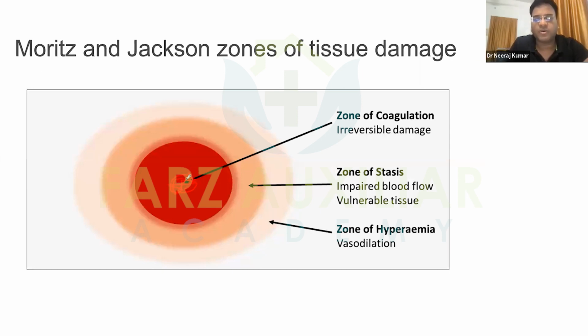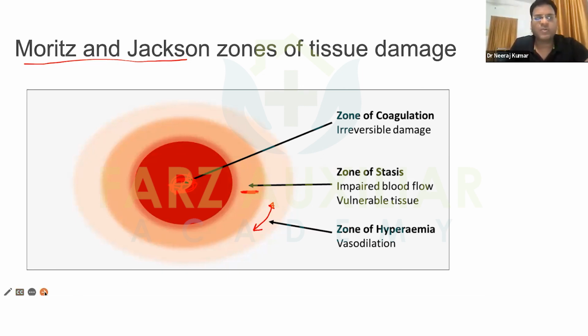Here the coagulation of the protein and destruction of the tissues will be there. The zone of stasis has only impaired blood flow to the vulnerable tissues, and it is salvageable. In the outer zone, because of the peripheral mediators, vasodilation will be there, and because of that, tissue repair is possible. So these are the three, and it is known as the Jackson zones of tissue damage. Remember, the Jackson zones of tissue damage are characterized into three parts: the inner zone of coagulation, the zone of stasis, and the zone of hyperemia.